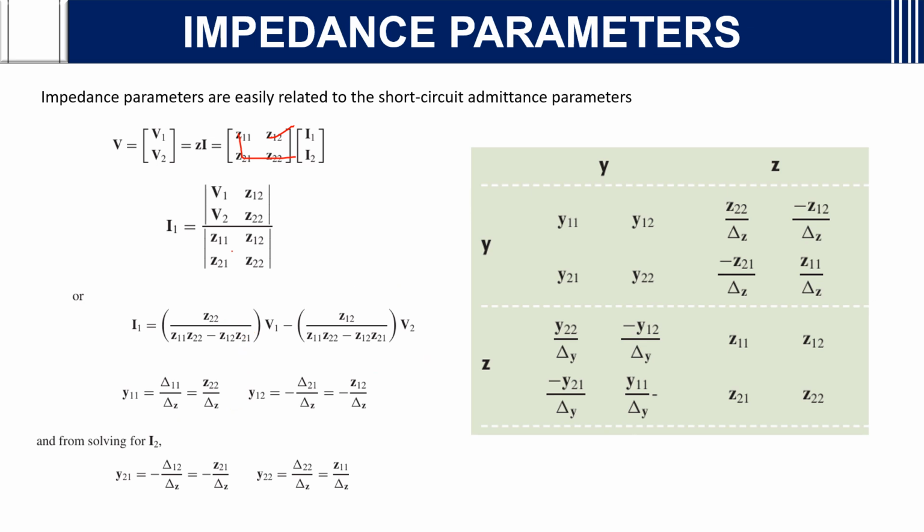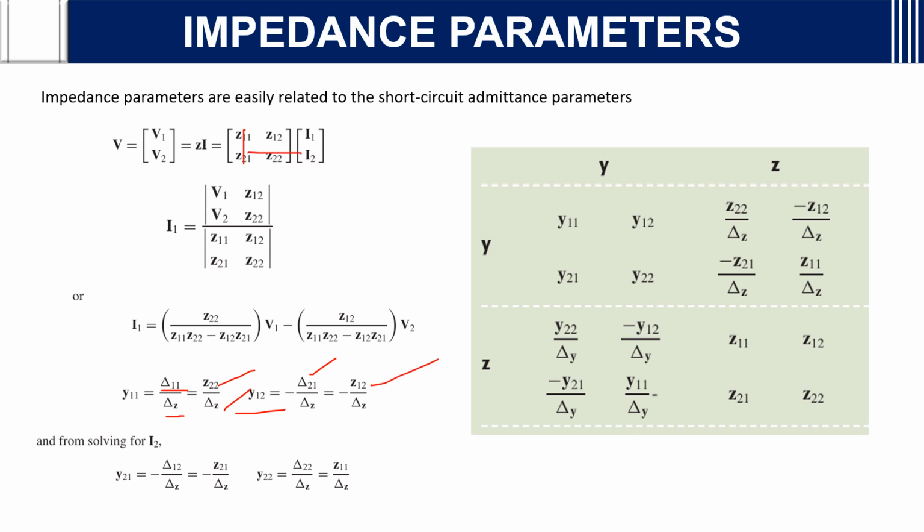These are very important for conversions, or else you cannot convert from Z to Y or Y to Z. See, Y11, easy to remember thing is, Y to Z if you want to convert. Y11 is equals to delta 11 by delta Z. Delta 11 is what? We need to eliminate first row and first column. We will get Z22 by delta Z. Y12 means minus delta 21 by delta Z. Delta 21 means what? We need to eliminate second row, first column. Nothing but minus Z12 by delta Z.